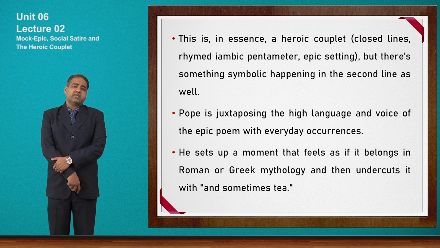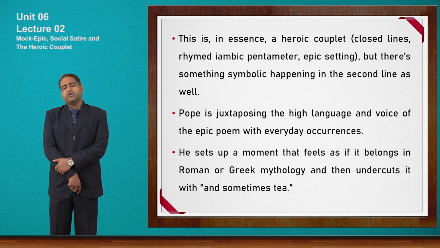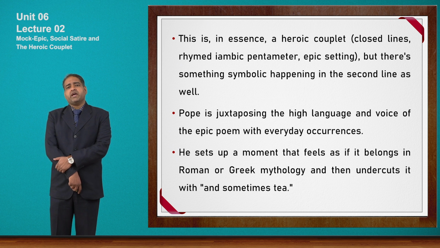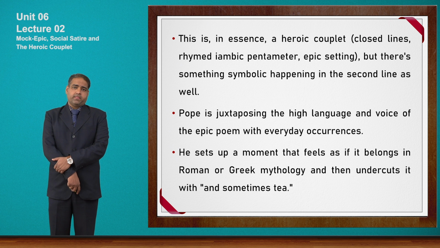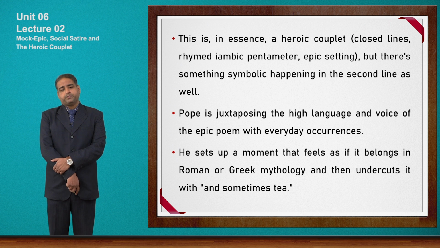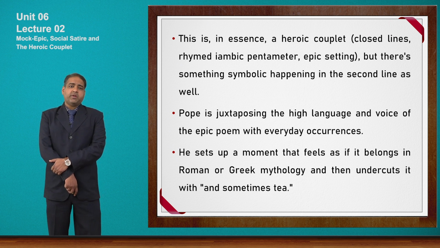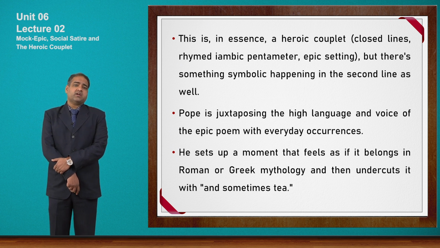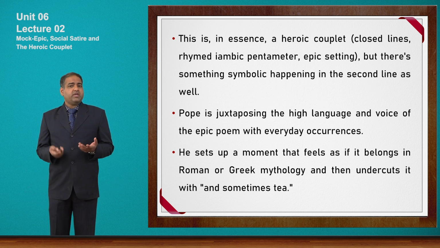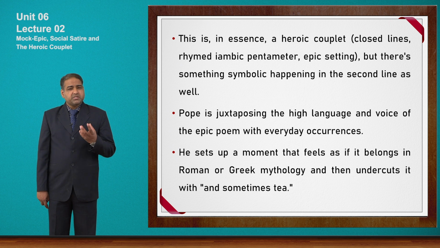When we look at the structure of these two lines, we see that they are tightly knit, convey a complete message within two lines, and they are written in iambic pentameter, epic setting style. A grand way of expressing the drinking of tea and taking counsel is presented in these lines by Alexander Pope. Pope is juxtaposing the high language and voice of the epic poem with everyday occurrence. He sets up a moment that feels as if it belongs in Roman or Greek mythology and then undercuts it with "sometimes tea." So, when we read the line, we see that there is something serious going on.